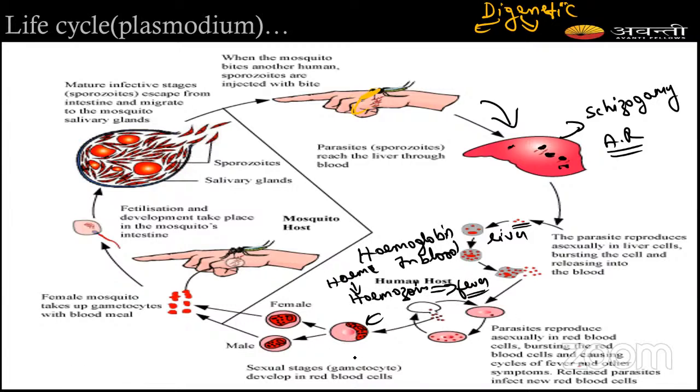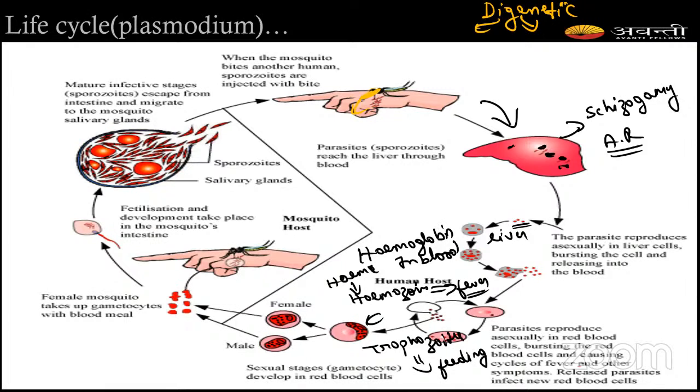So now what happened? This stage, we will call the trophozoid. Which stage is that, students? Trophozoid. The trophozoid stage is where the parasite feeds on the hemoglobin. That we will call the feeding stage. Okay, the feeding stage we will call the trophozoid. So then what will happen?